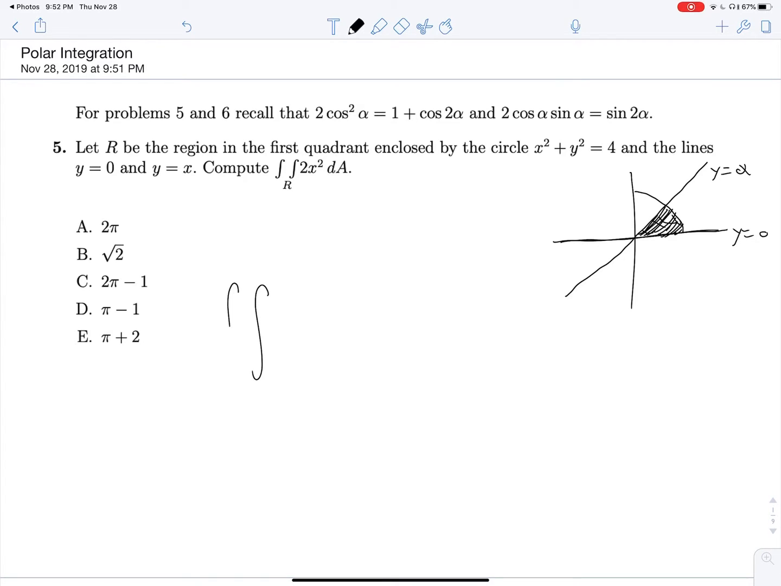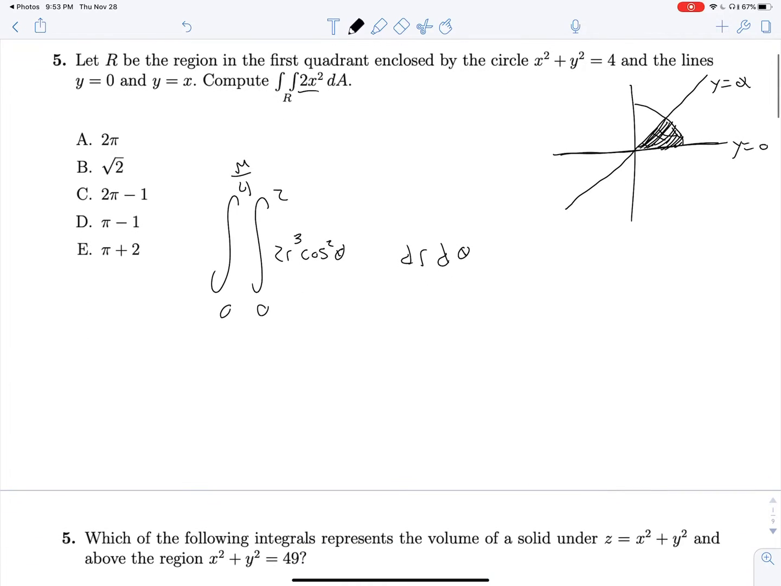And we know that we can set that up in terms of polar coordinates, r dr d theta, with r running between 0 and 2, and theta running between 0 and pi over 4. And then we see that our integrand is going to be 2x squared, which is 2r squared cosine squared theta. And we can stick this r over here, and we're ready to integrate.